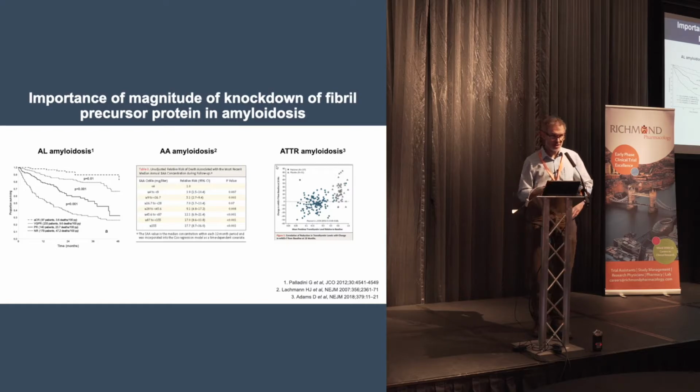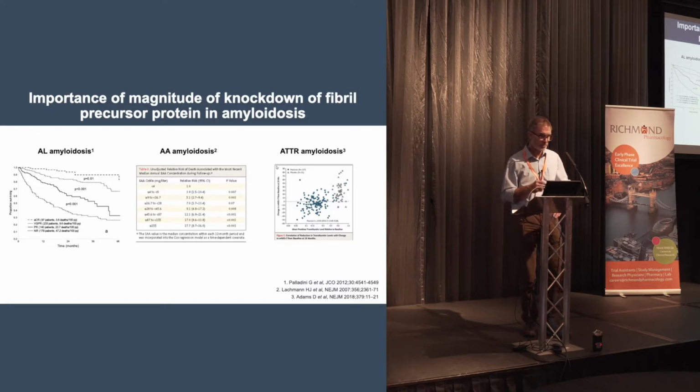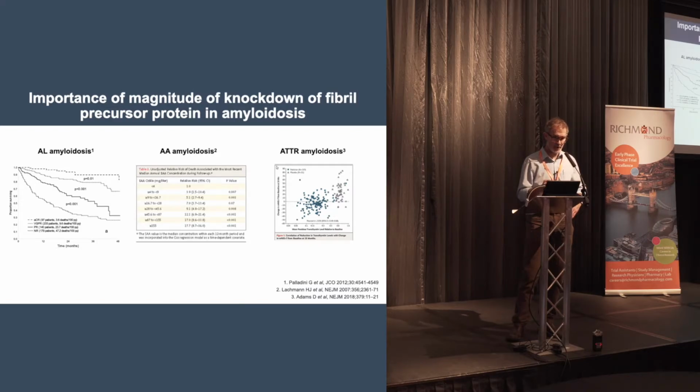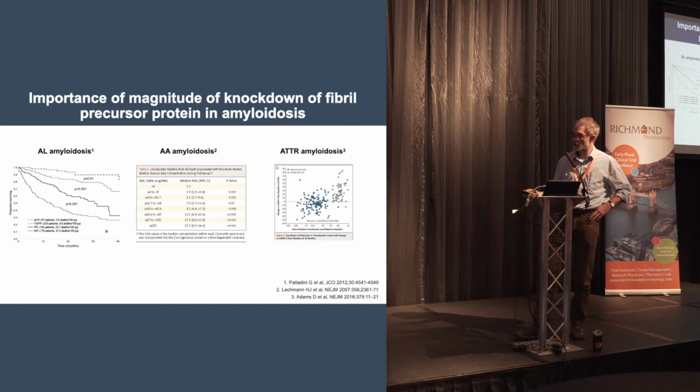So I'd just like to use this slide, hopefully, to convince you that the more you knock down the relevant protein, the better the outcome. Okay, and on the left you can see this is AL amyloidosis, and the relevant protein is the light chain that I was talking about. That is the protein that makes the amyloid fibrils.